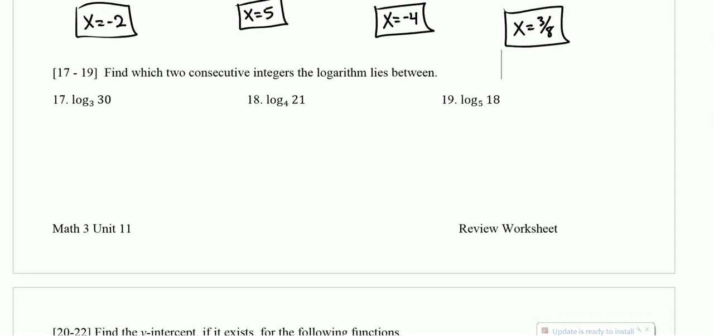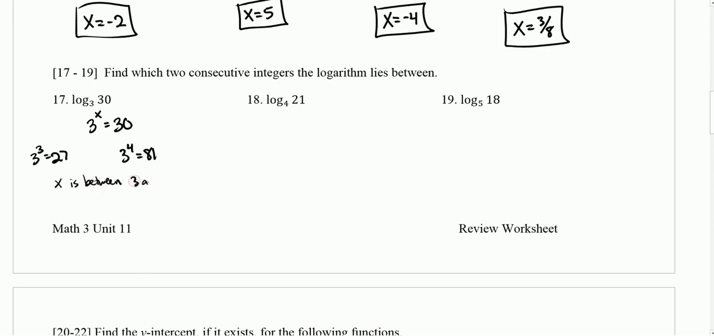17 to 19, we're finding which two consecutive integers the logarithm lies in between. And so 17, we're asking the question 3 to what power is 30? Well, we know that 3 to the third power is 27, and 3 to the fourth power is 81, and 30 is between 27 and 81, so our exponent is between 3 and 4.